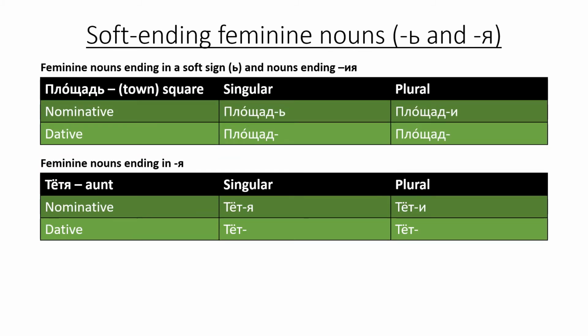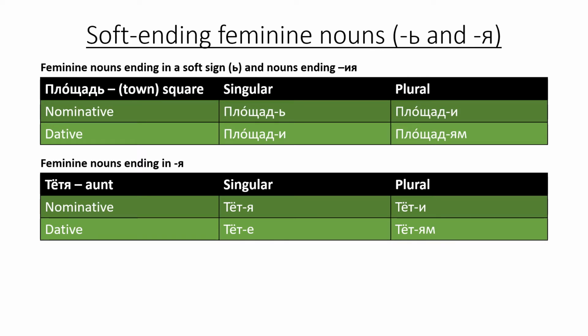Soft-ending feminine nouns are a bit more complicated than masculine and neuter, but don't worry, you'll get the hang of it. So let's start with the plural, as that's a bit more straightforward. As with all soft-ending nouns in Russian, in the dative plural, it will just end in -ям. So площади will become площадям. And тёти will become тётям.